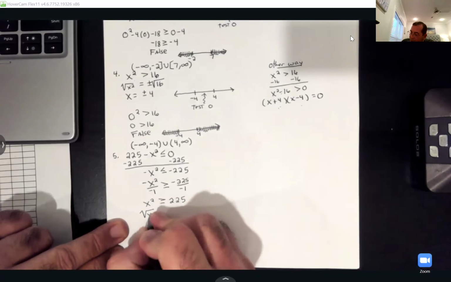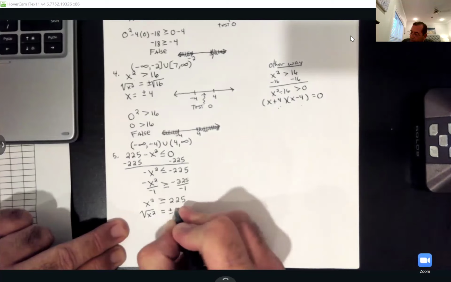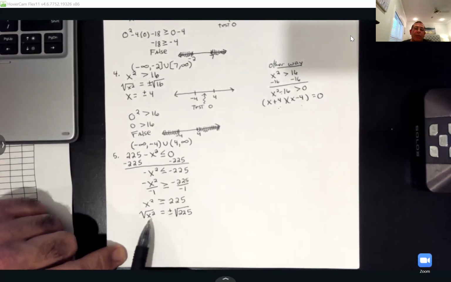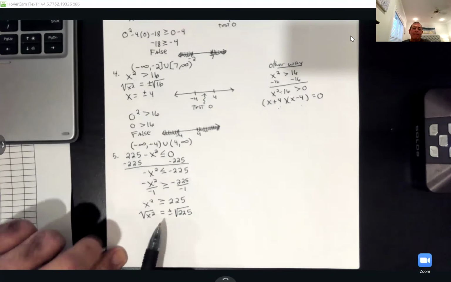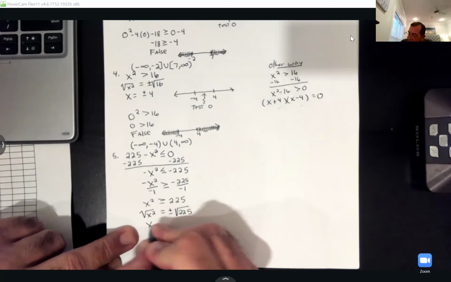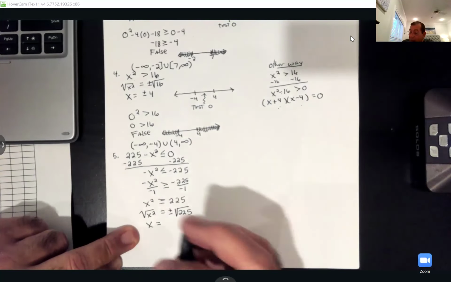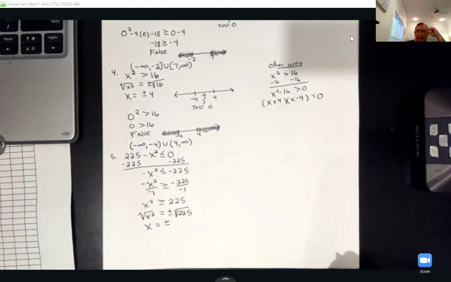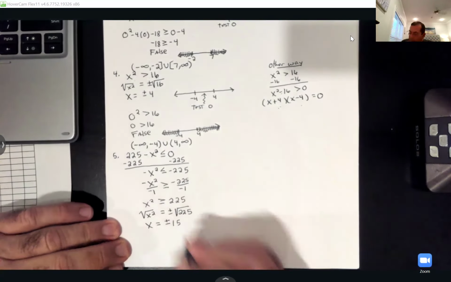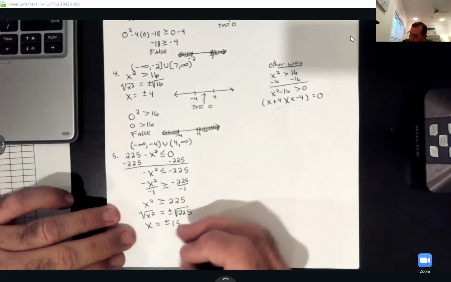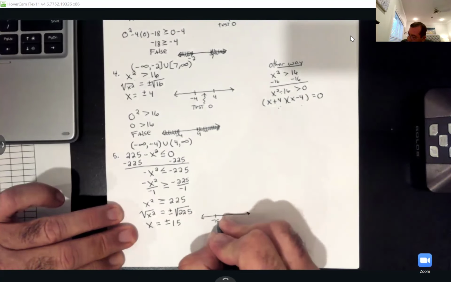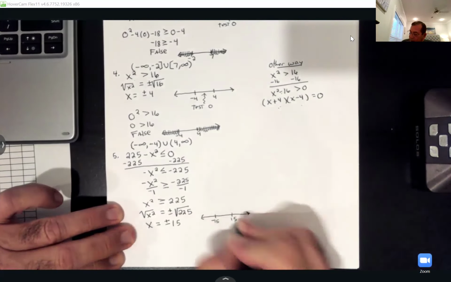So now I'm going to take square roots. And that's why I leave the greater than or equals until I'm ready to do the square roots on this one, okay? So I know that's an x. So what's square root of 225? So 15, good job. So look, I got my interval. I've got a negative 15 and a positive 15.